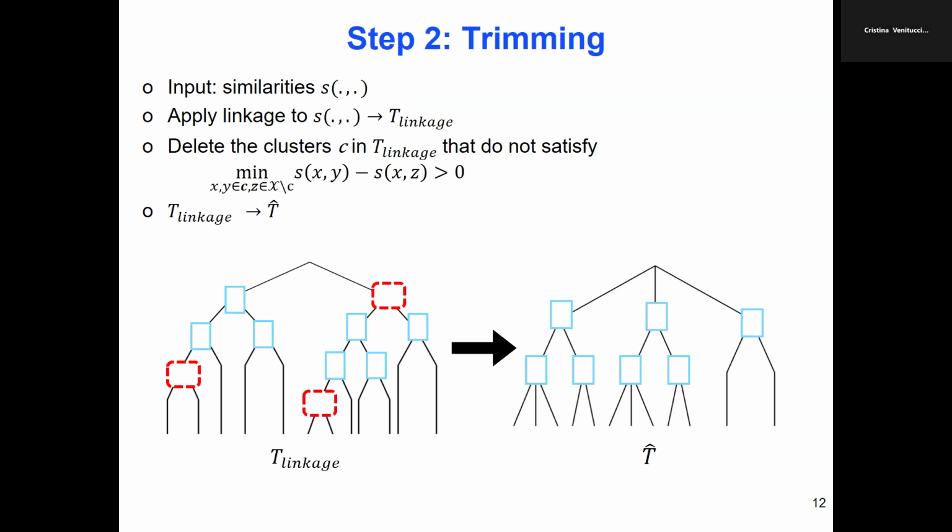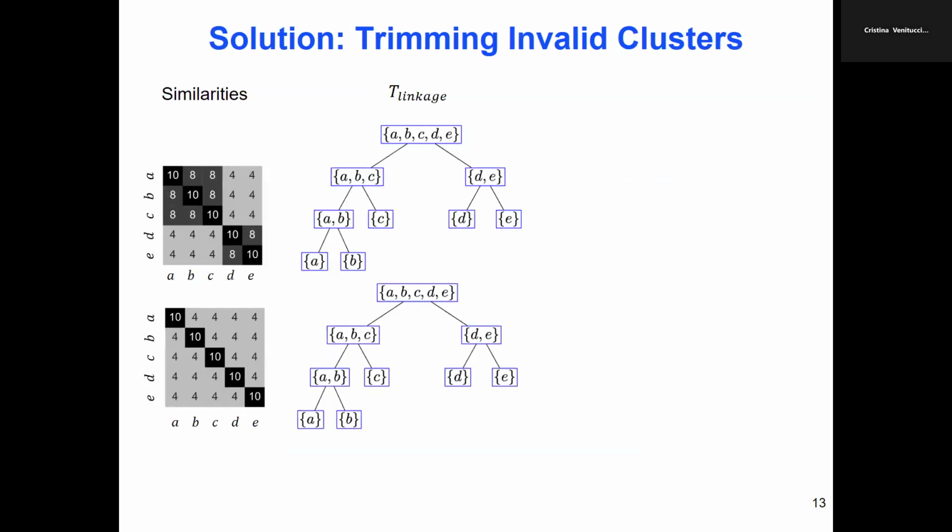In other words, if a cluster does not satisfy this inequality for all the elements in the cluster, I just trim it from the tree, and then I arrive at this tree T hat. This tree T hat has only valid clusters, because by definition I've removed all the other ones. So it represents a valid structure of the data. Is it the maximal element? That's the other question. Don't we trim other clusters by doing this that we should not have? That's what we are going to see in a moment.